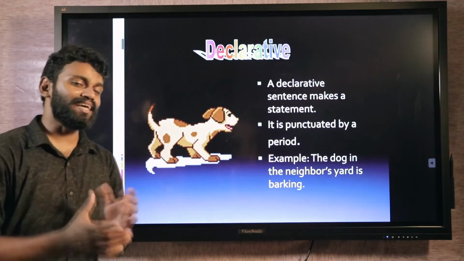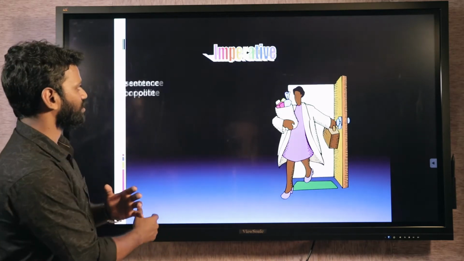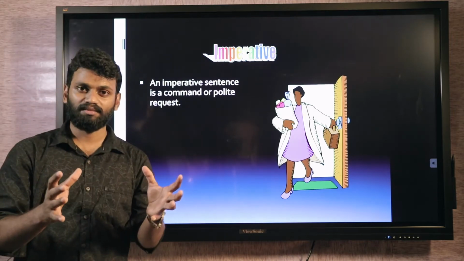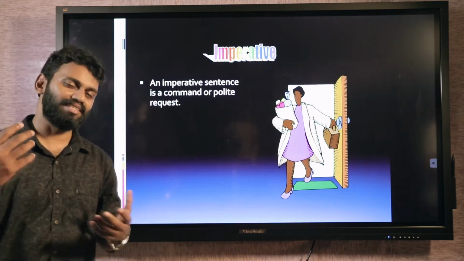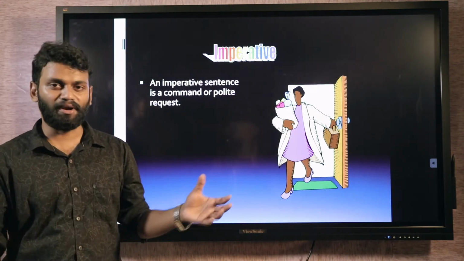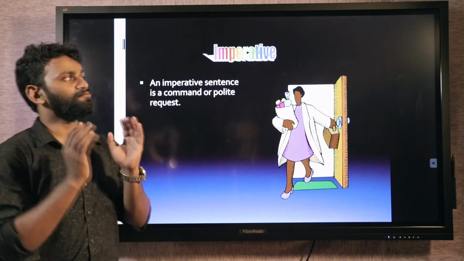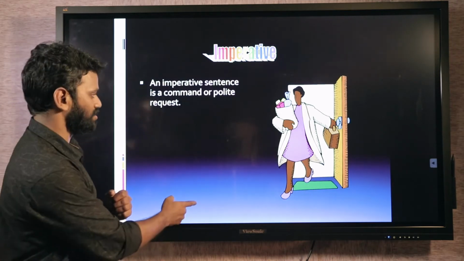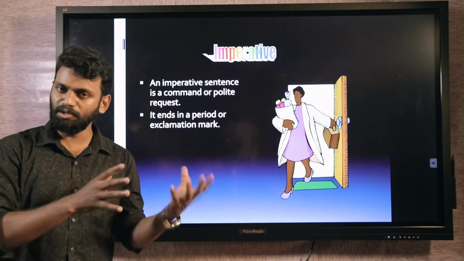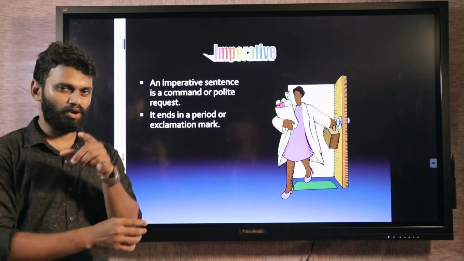We move to the second type of sentence, that is imperative sentence. An imperative sentence is a command or polite request. In our day-to-day life, sometimes we find teachers, parents and the elders giving commands to us, and our friends or we ourselves make requests of others. All these requests and commands fall in the category of imperative sentences. It ends in a period or exclamation mark. We can use either of them, but usually what we use is period or full stop.